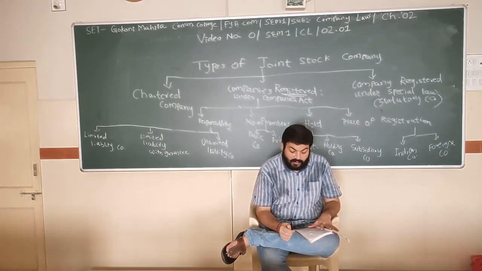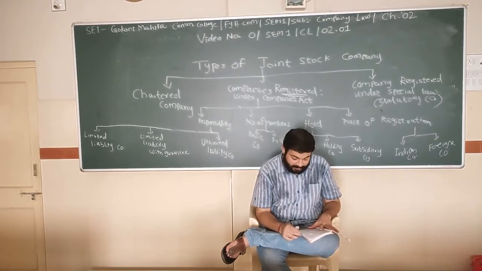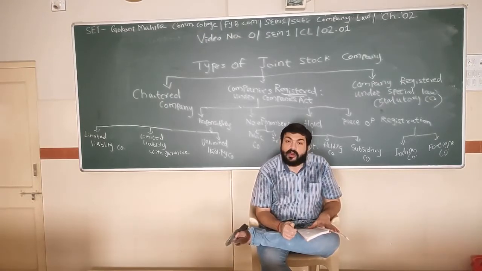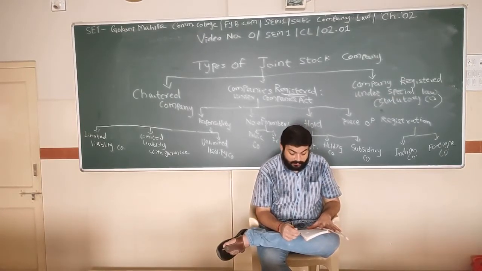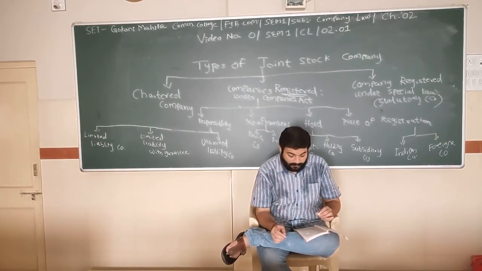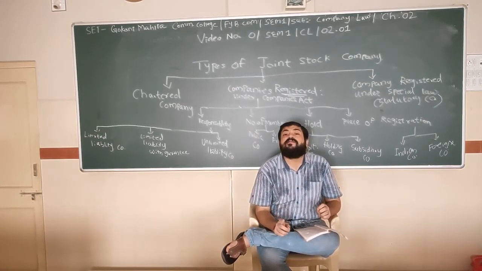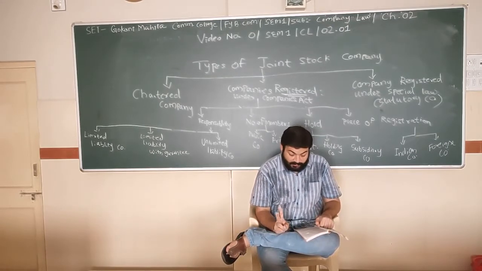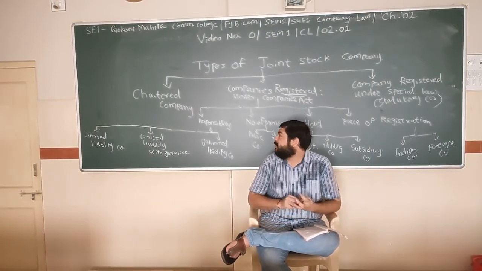Number one, from the point of view of members' liability. Number two, from the point of view of number of members. Number three, from the point of view of holding. Number four, from the point of view of registration.